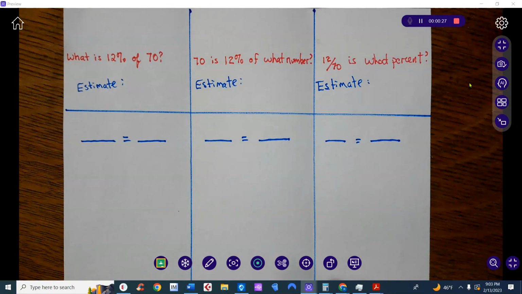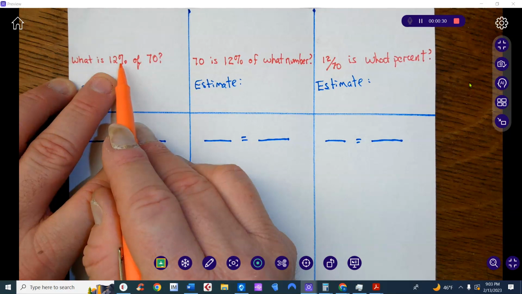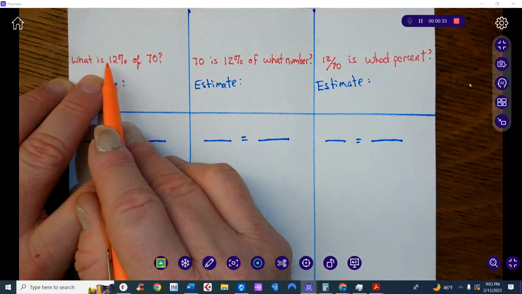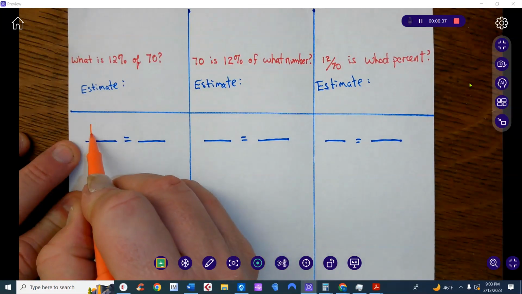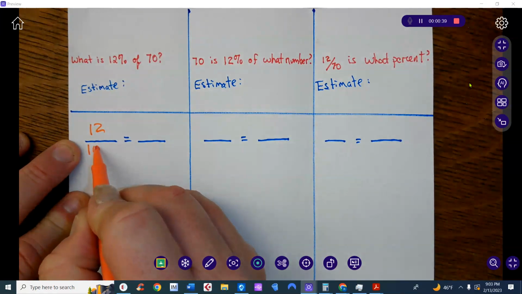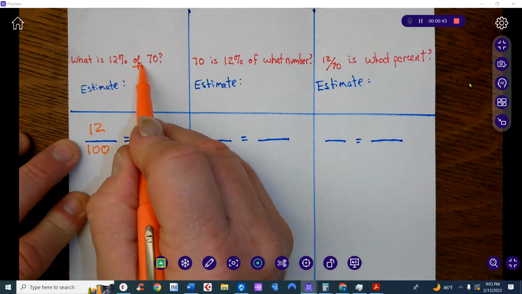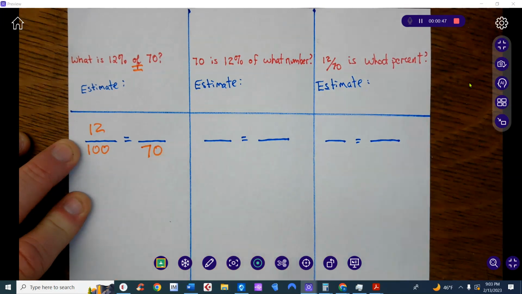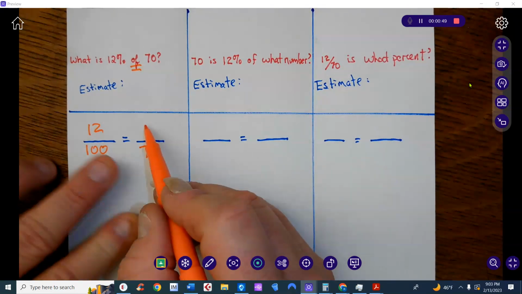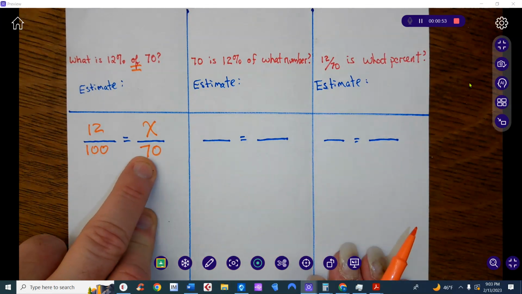And the rule is as follows. When you see percent, in this case 12%, stop and write 12 over 100. Whatever comes after "of" goes underneath. And what's left? Well, there's always going to be an X in these problems.